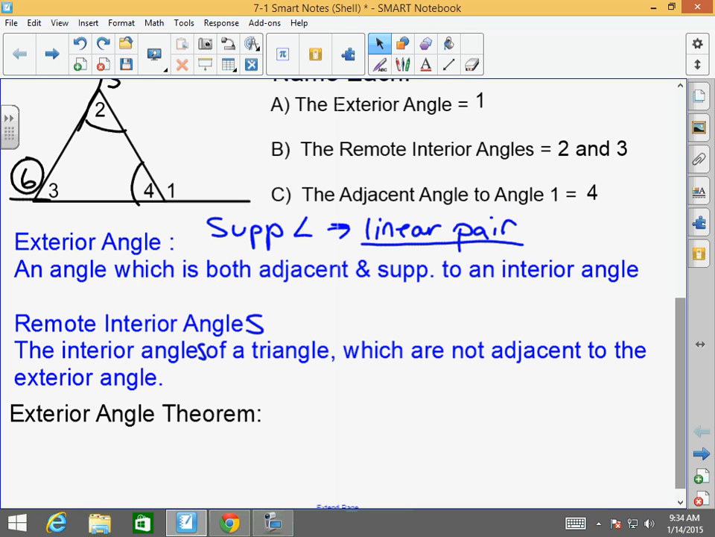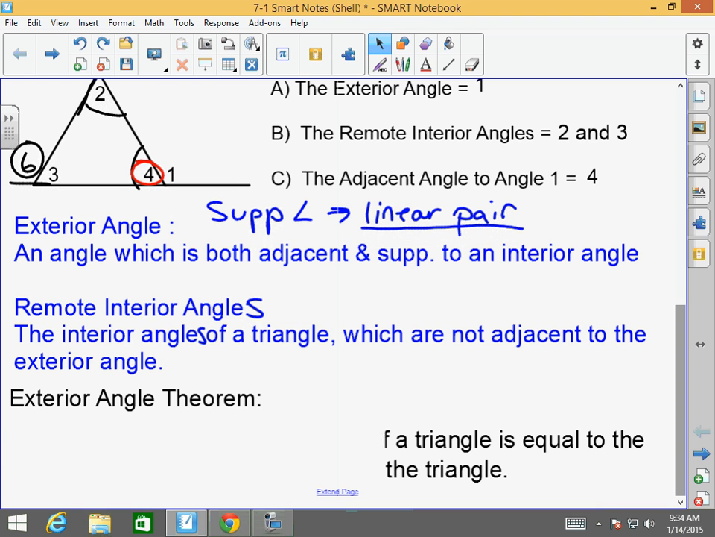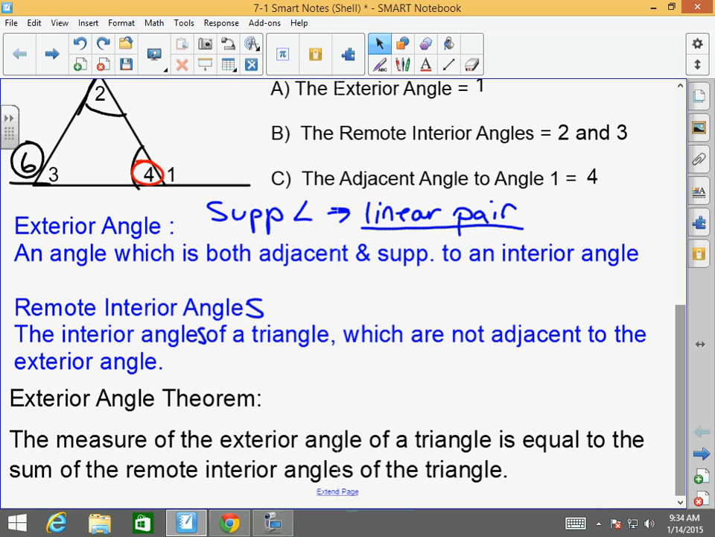No. Close. Remember, think about that statement, though. If you take the exterior angle and you subtract 180 from it, you get angle 4 because they're supplementary. That's easy. That's supplementary angles. The exterior angle theorem states the following, guys. The measure of the exterior angle of a triangle is equal to the sum of the remote interior angles of the triangle. Okay? And that's really, really important.